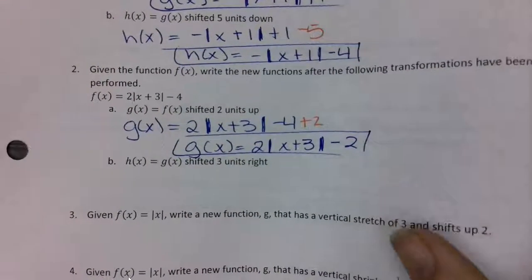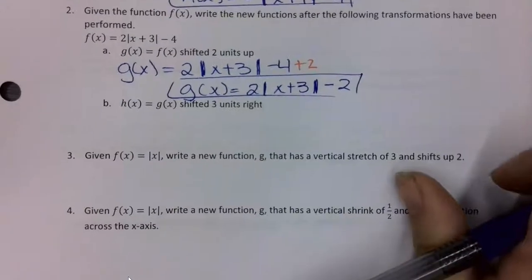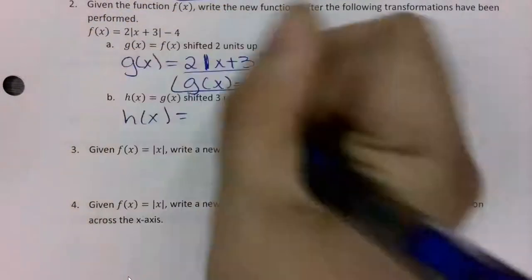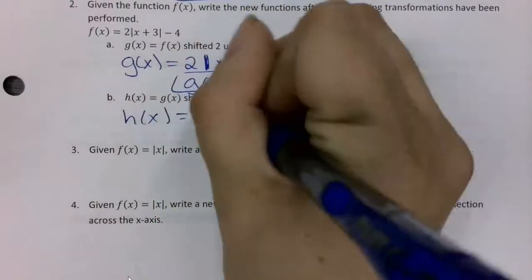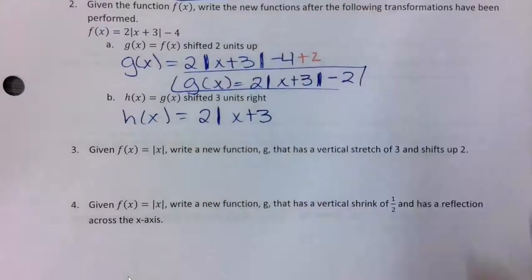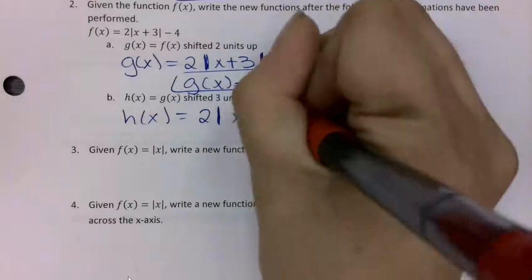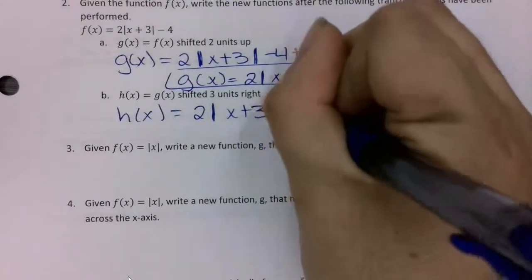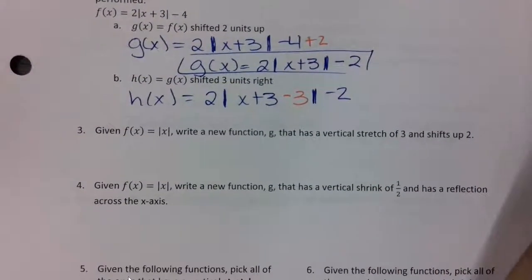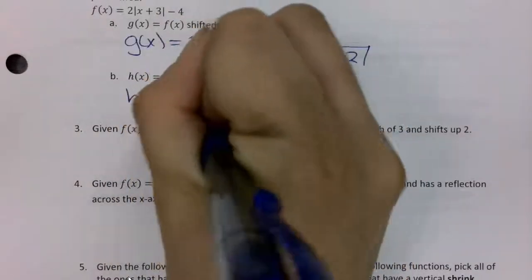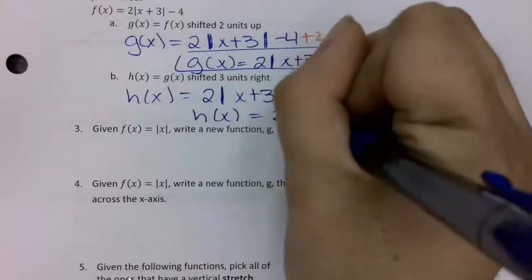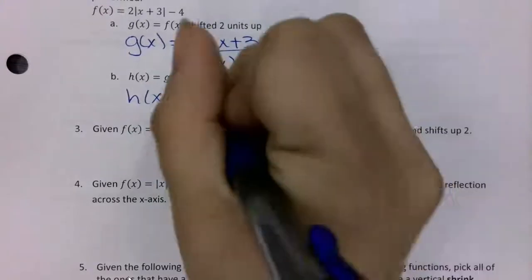Okay, B wants me to change it by shifting 3 units right. So, h of x equals 2 absolute value x plus 3. Moving right is negative, so I'm subtracting 3 on the inside. And -2 on the outside. So 3 minus 3 cancels out, so I'm just left with h of x equals 2 absolute value x minus 2.